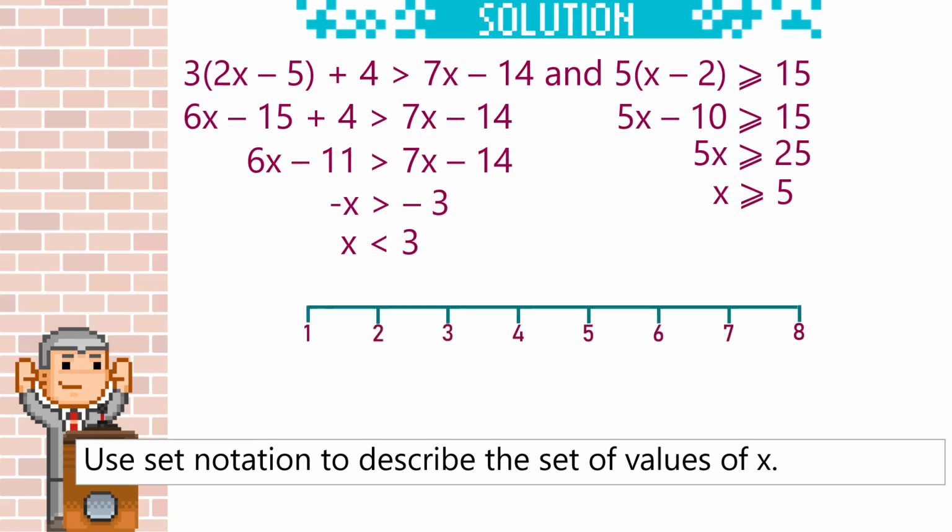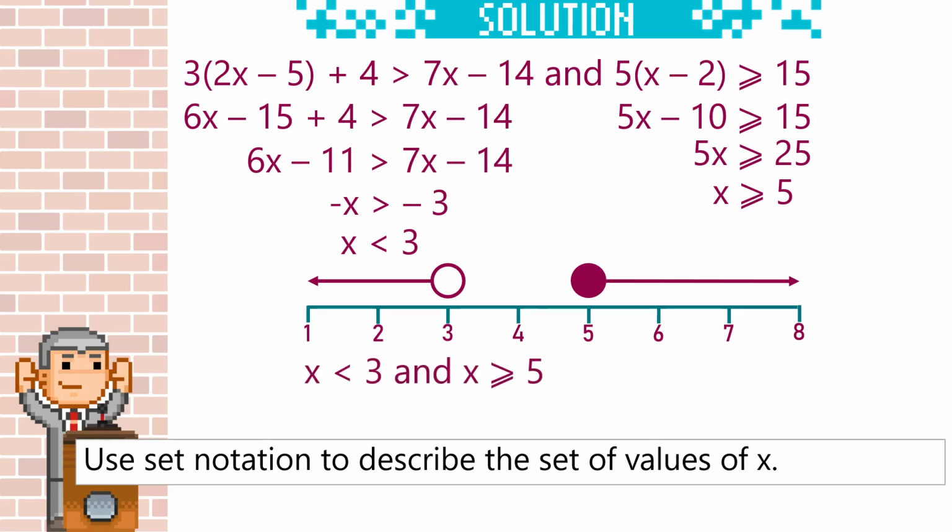Let's put this on our number line, and we've got x is less than 3, so a hollow dot at 3, and a filled in dot at 5 because it's x is greater than or equal to 5. Now we've got a bit of a problem here because we can't write this as a single inequality, so it has to be two. It has to be x is less than 3 and x is greater than or equal to 5.